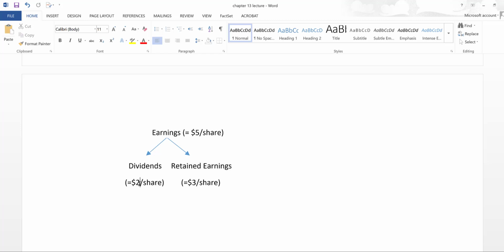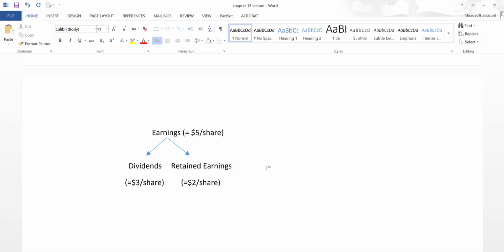Let me actually switch this around. So this is 3, this is 2. So in this example, you have earnings of $5 per share. This company pays out $3 per share in dividends, and then the remaining $2 per share is retained by the company. Why do firms retain part of their earnings? Why not pay out everything as dividends? Earnings are retained to reinvest in the business.